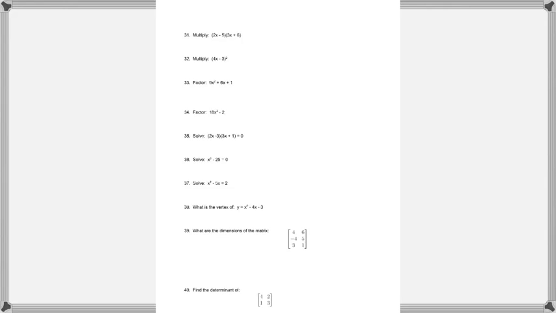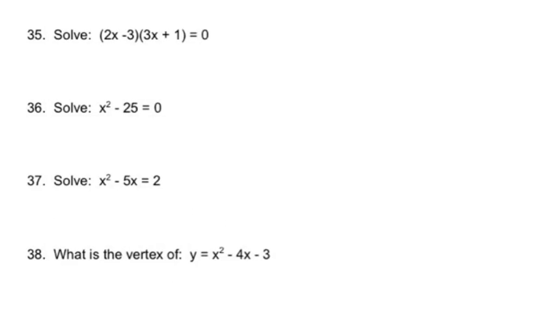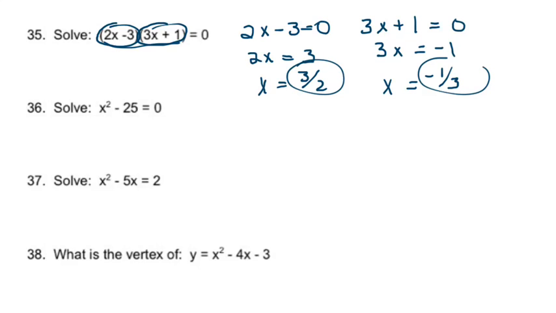Alright, moving on to 35. Let's get that pulled up here. Problem number 35, we're supposed to solve these. That one's already factored. So if 2x minus 3 times 3x plus 1 equals 0, one of those factors has to equal 0. That is called the zero product property. That's what we're using to solve that. And so x is 3/2, or subtract 1, x is negative 1/3. So it's quadratic, and we end up with two solutions.